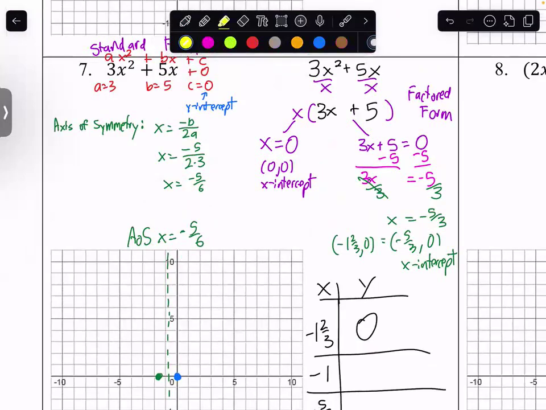Just a reminder, you can either go into the standard form or the factored form, right? Whichever one you like better. I'll do the standard form this time. Okay, so to find the y value when x is -1, I'm going to substitute -1 for both x's. So 3x squared becomes 3 times -1 squared. And then plus 5x becomes plus 5 times -1.